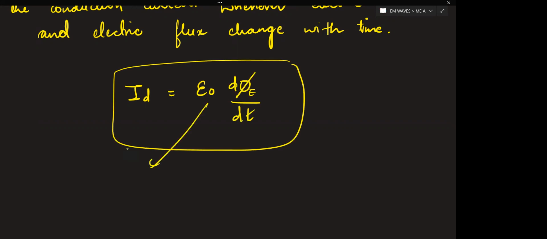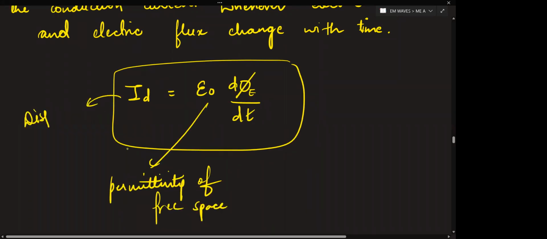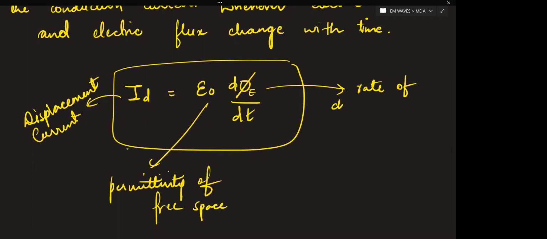Epsilon naught is the permittivity of free space. ID is the displacement current. And d phi over dt is the rate of change of electric flux.